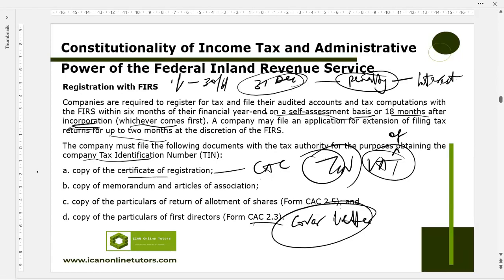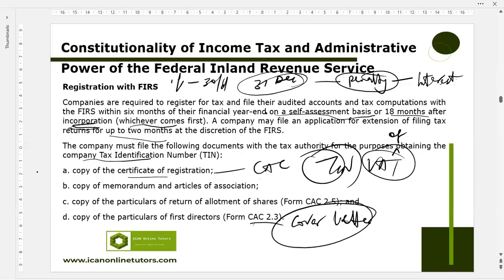Then for the VAT, registration for Value Added Tax purposes. For the TIN, you may put it as registration as a taxpayer, open bracket, TIN number, or registration for tax purposes, as you may wish. Okay, so that's the cover letter, then you state the documents you are submitting in that cover letter.